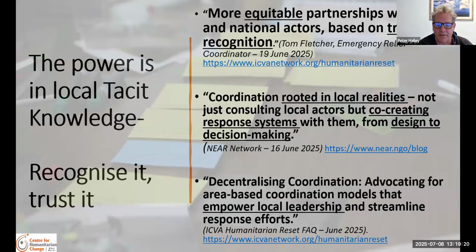And the ICFA Humanitarian Reset Facts has been talking about decentralizing coordination through area-based coordination to empower local leadership. What does that mean? And we think that it's tacit knowledge, which is one of the main foundations of building equitable partnerships, co-creating response systems from design to decision-making, and empowering local leadership of the response.